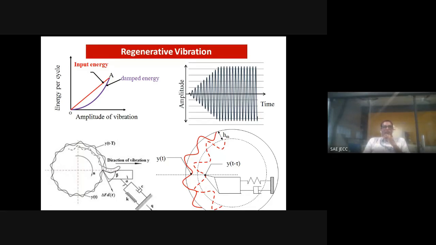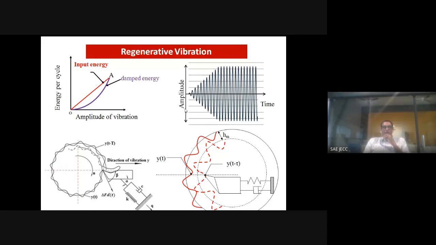But initially, the input energy will be much higher than this damped energy. So what will happen to the system? The energy will be accumulated and it will keep on increasing. And at one particular point, it may be matching. I can explain the reason with the example of this limit cycle. From here, the damped energy is getting increased, and at one particular level, it is coinciding with this input energy.